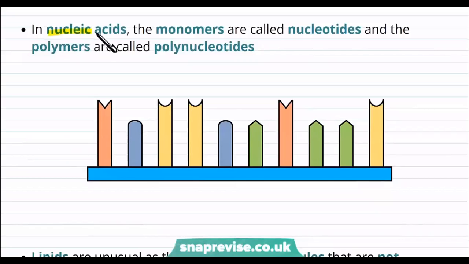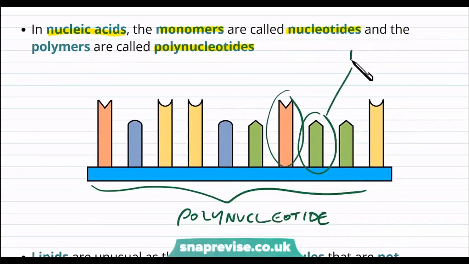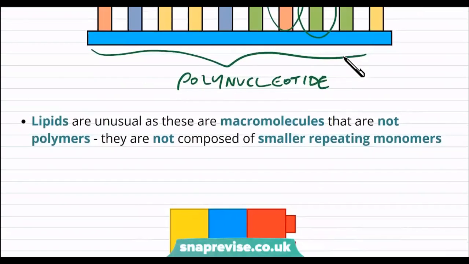In nucleic acids, we have the monomers known as nucleotides, and polymers are polynucleotides. Sometimes you will see it as mononucleotides as well. So here's a string of nucleotides as a polynucleotide, and one of these single units would be a nucleotide. So hopefully you can see the similarities between these groups as we go through.